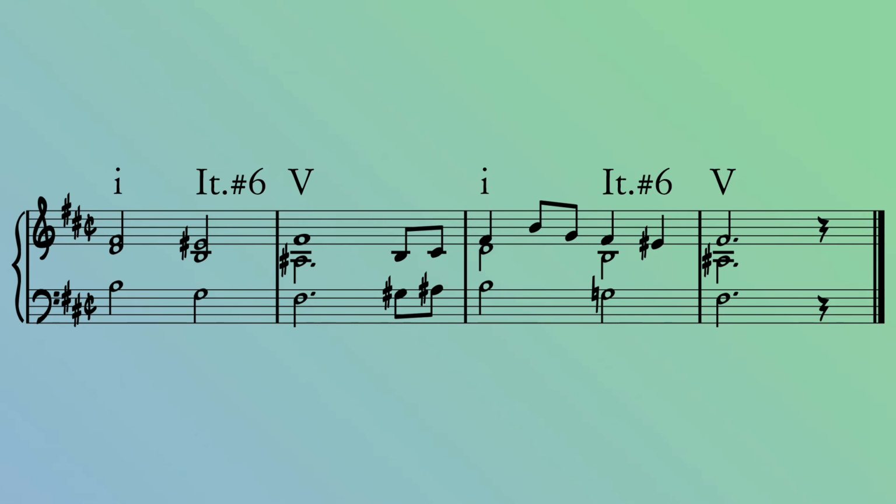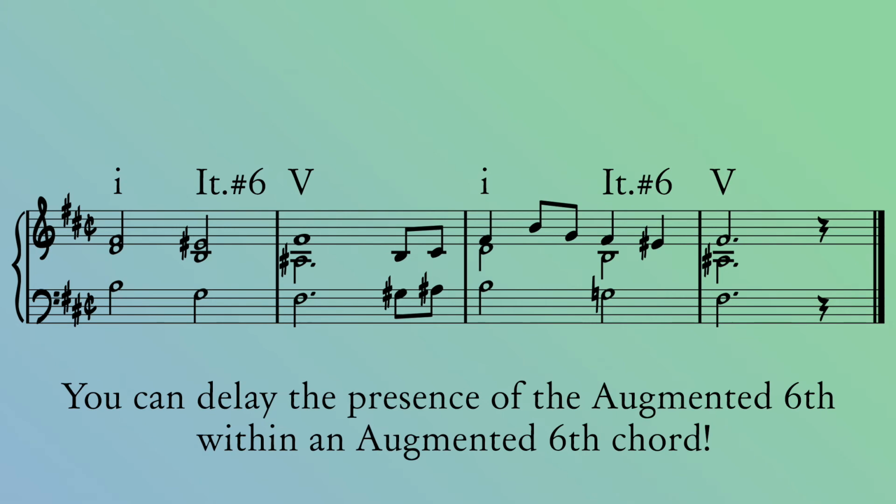The first is that you should really be mindful of the fact that you do not have to initially state an Augmented 6th chord as an Augmented 6th chord. You can introduce that tension at a later point and, as we see here, even introduce that which you'll be resolving to. It's similar to how a 5-7 chord can start off as just a simple 5 triad and then become the 5-7 chord at a later point.